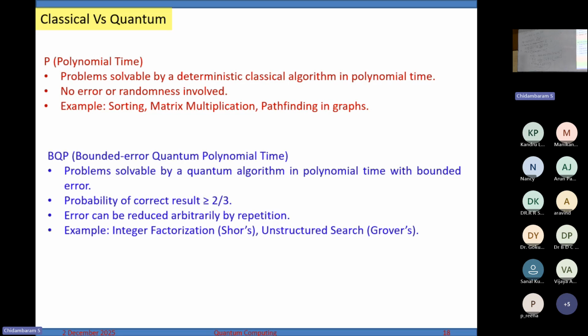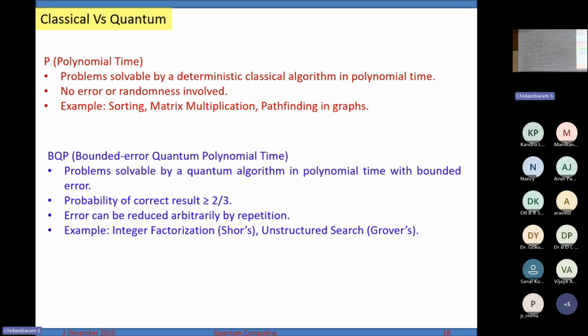Whereas in the case of quantum, the algorithms people deal with are called BQP algorithms. What is meant by BQP? Bounded error quantum polynomial time. So it's not simply polynomial. People say P is a subset of BQP. Meaning the class of problems quantum computers deal with is much larger in complexity. These are all the problems solvable by quantum algorithms in polynomial time, bounded with error.